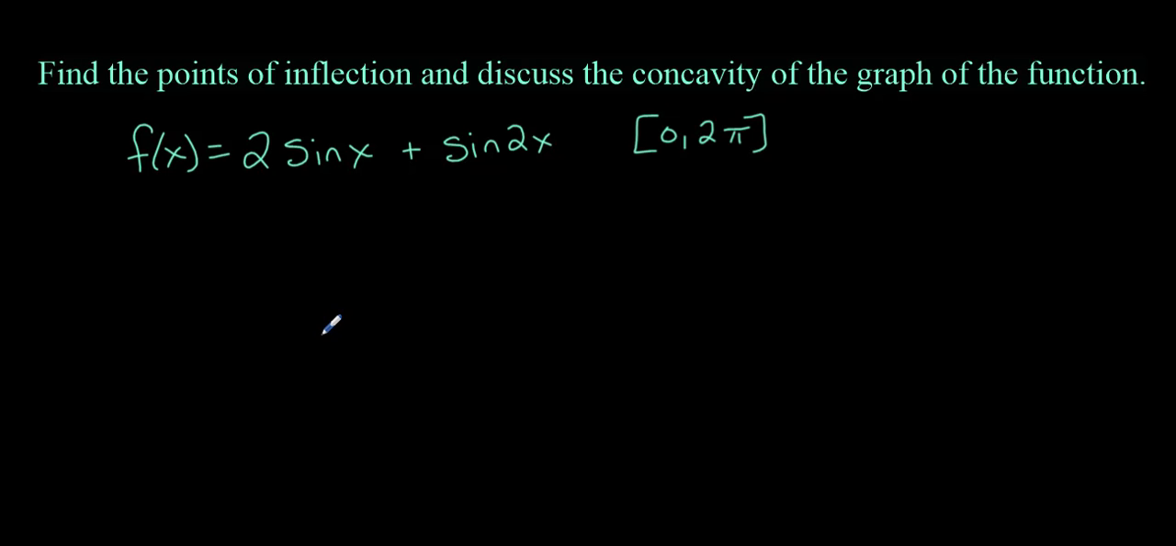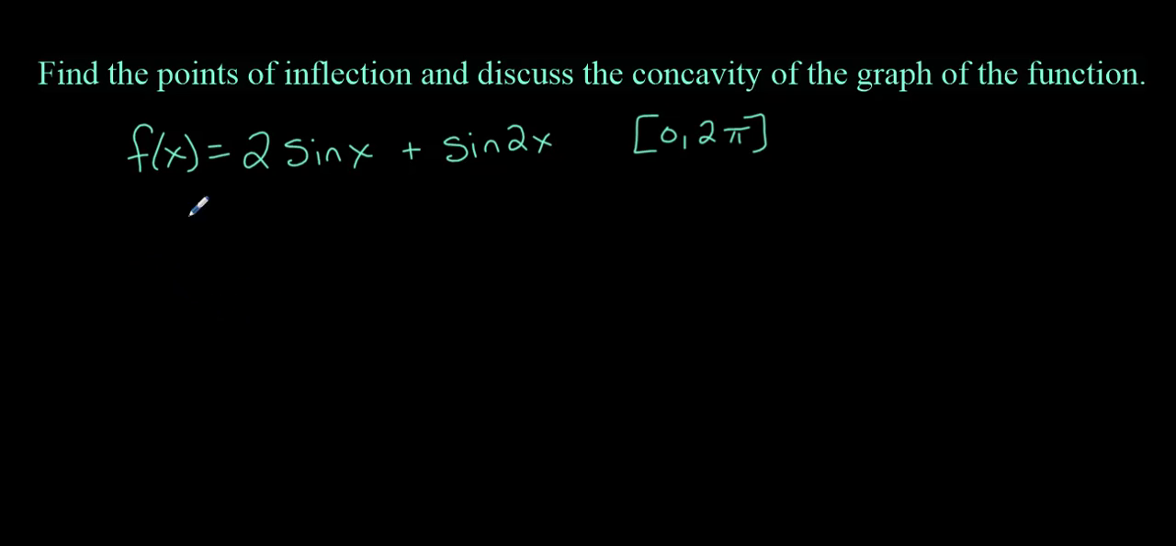Find the points of inflection and discuss the concavity of the graph of the function. So this particular question, f of x equals 2 sine of x plus sine of 2x. We have an argument of 2x, which makes this problem a little more interesting. Things to come later. This function would be continuous on the interval they want us to check out, so everything applies.